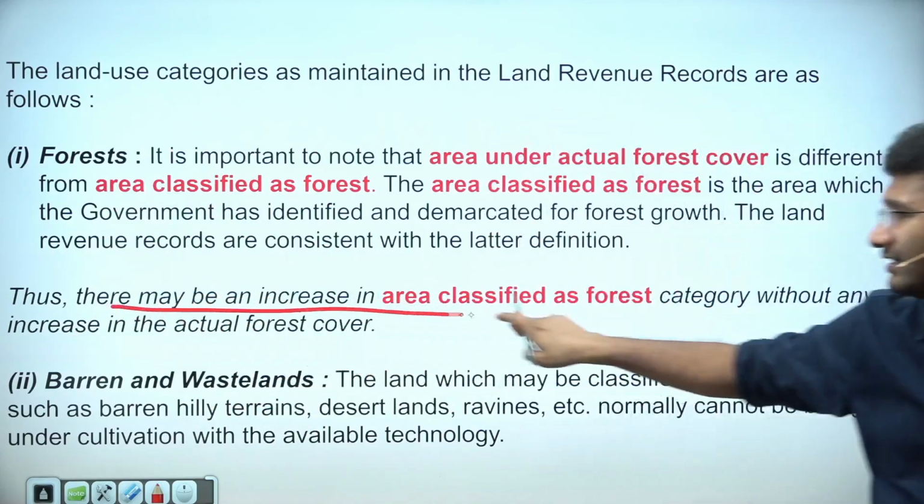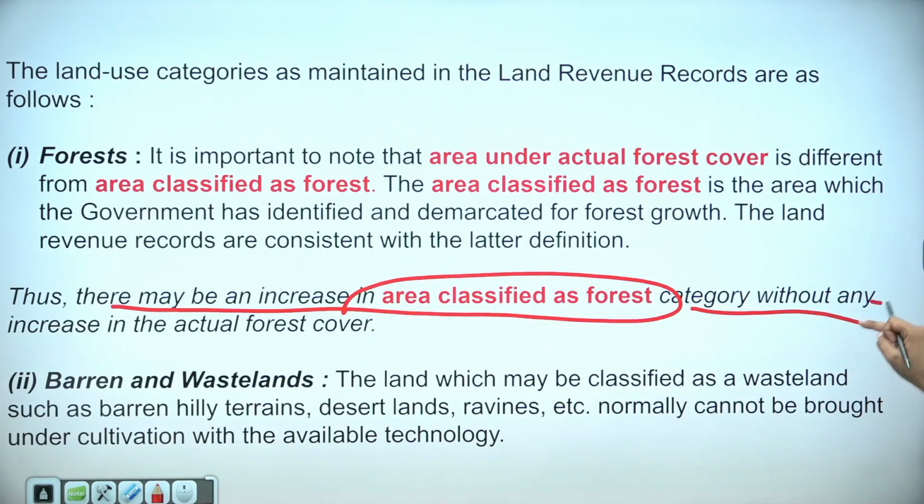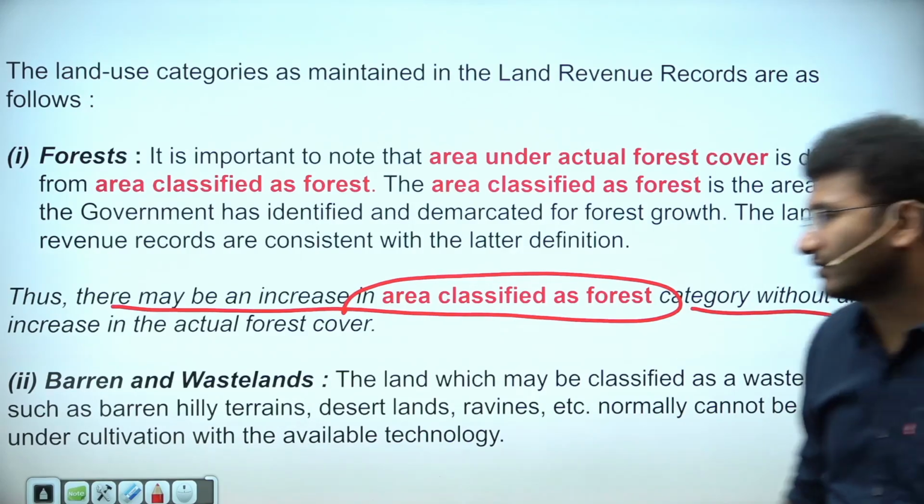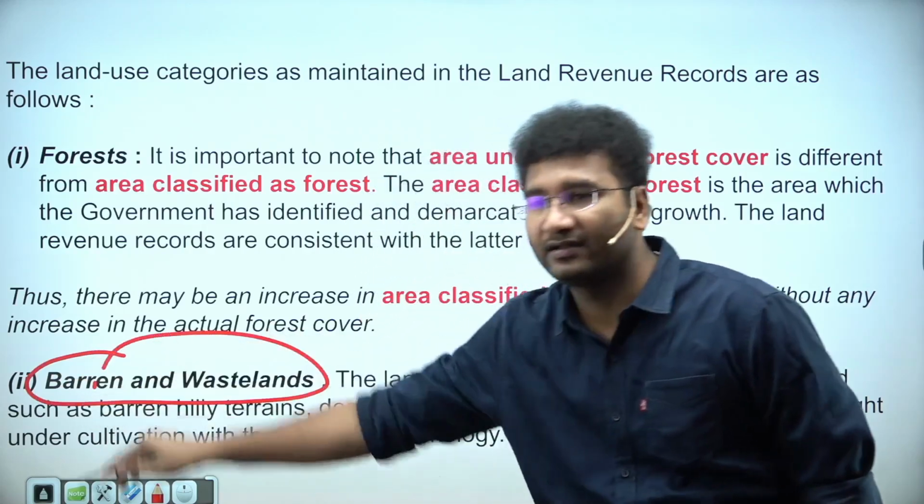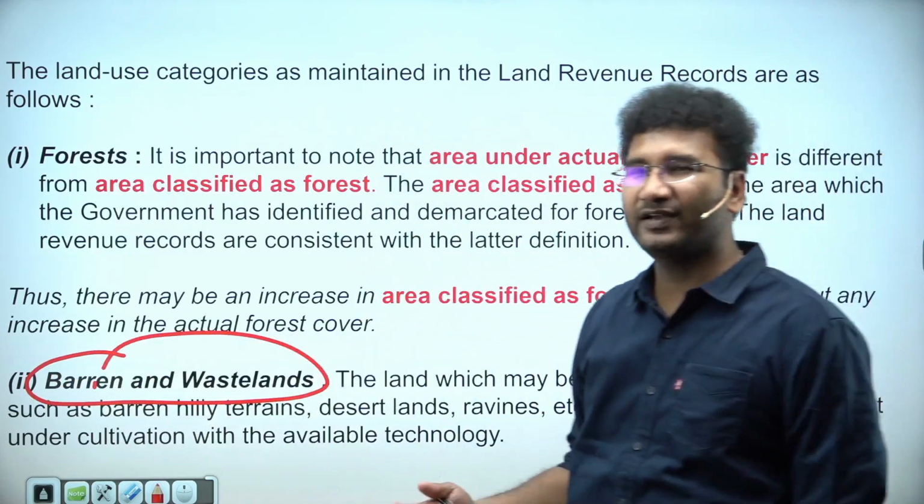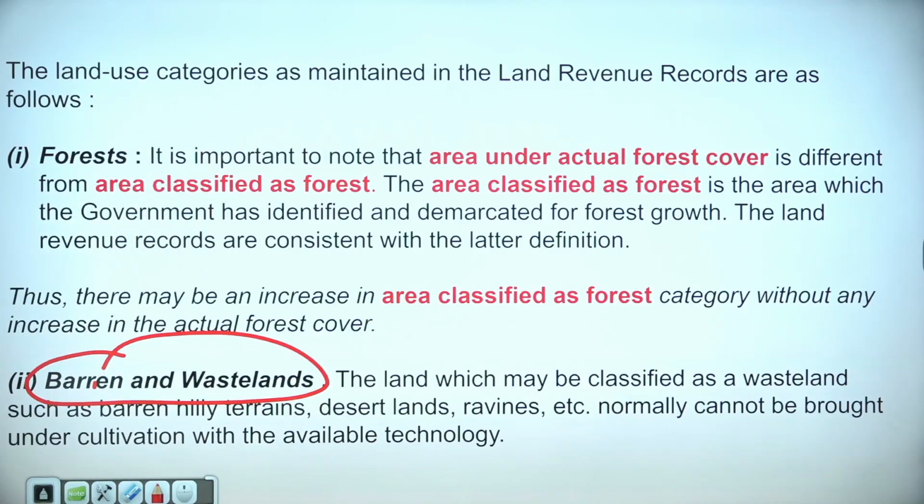There may be an increase in the area classified as forest category without any actual growth in the forest cover, right? Okay, this definition you are clear with. Next is barren and wastelands. Barren and wastelands means there is a definition to this. Let me step aside, please read this definition.